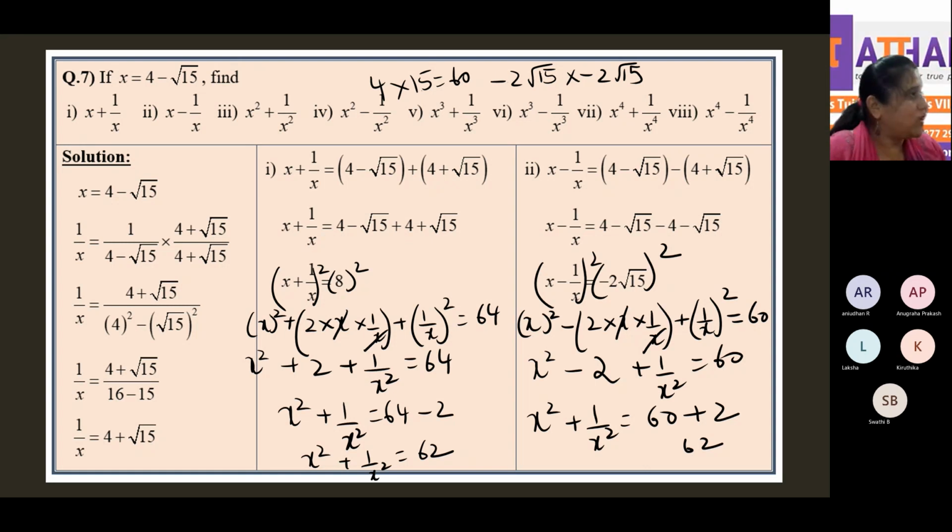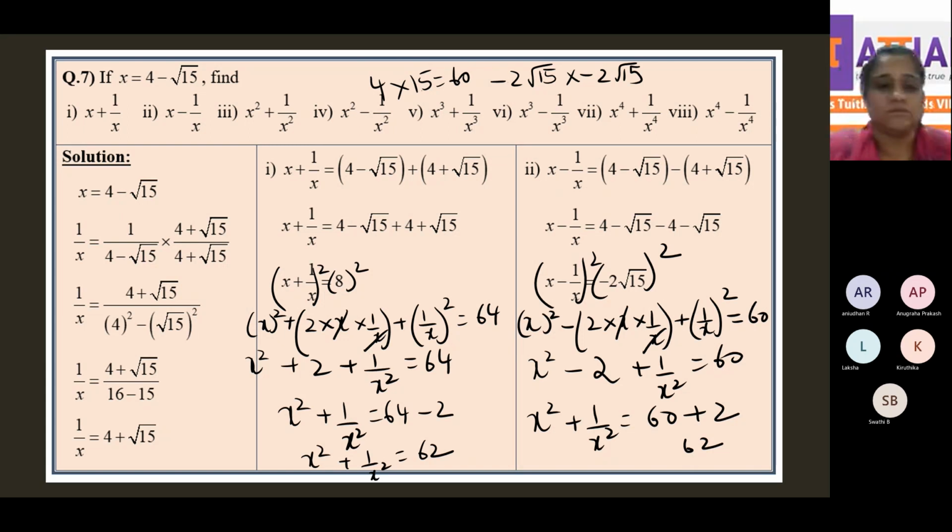Are you all following now? What is a minus b the whole square? How do you expand that? A square plus b square minus 2ab. What is a plus b the whole square? A square plus 2ab plus b square.